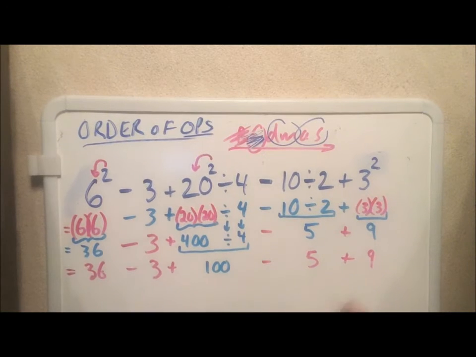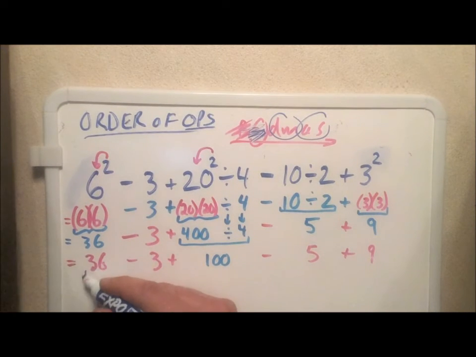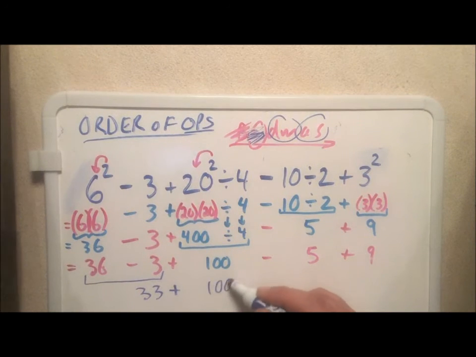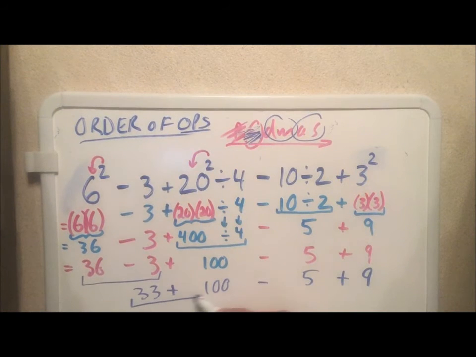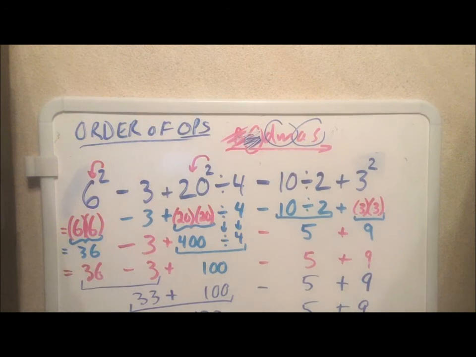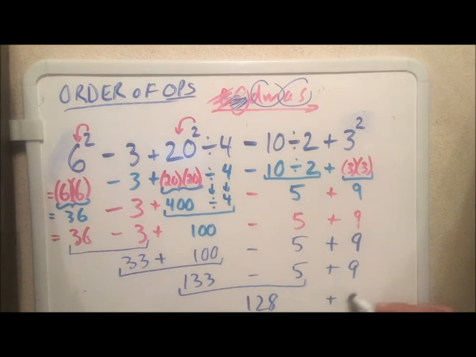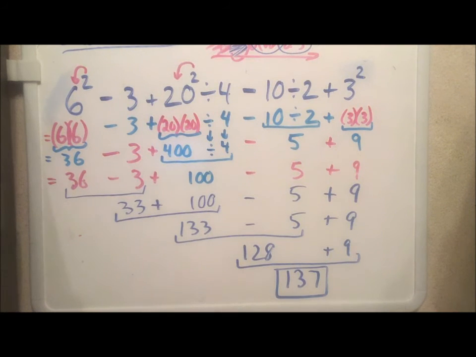And now at this stage in the game, we can just go left to right because it's only adding and subtracting. If it's only adding and subtracting, you can go left to right. So 36 minus 3 makes 33. Then you carry everything down. 33 plus 100 makes 133. Carry everything down. 133 minus 5 is 128. And 128 plus 9 is 137. So that would be your answer right there, 137.